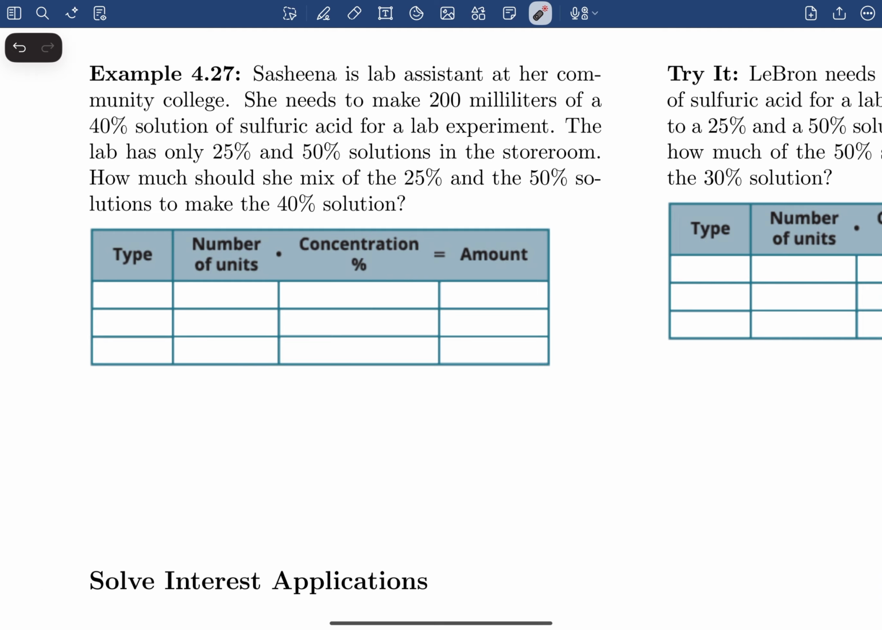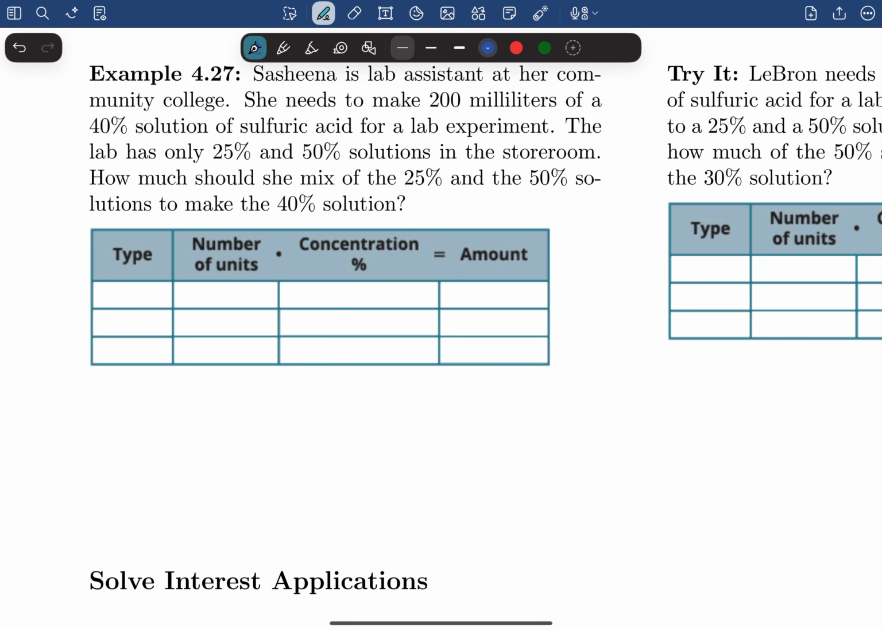Sashina is a lab assistant at her local community college. She needs to make 200 milliliters of a 40% solution of sulfuric acid for a lab experiment. The lab only has 25% and 50% solutions in the storeroom. How much should she mix of the 25% and the 50% solutions to make the 40% solution? Great.